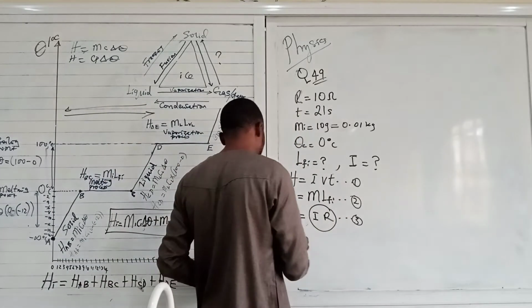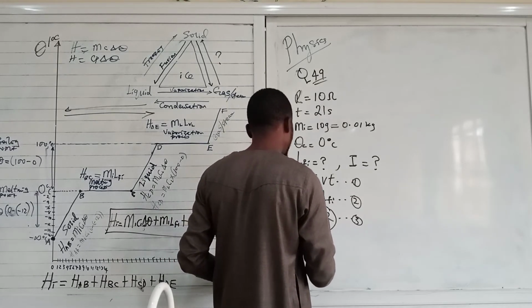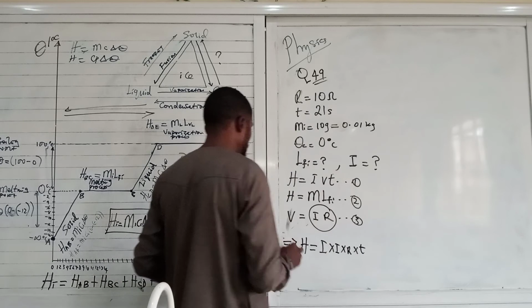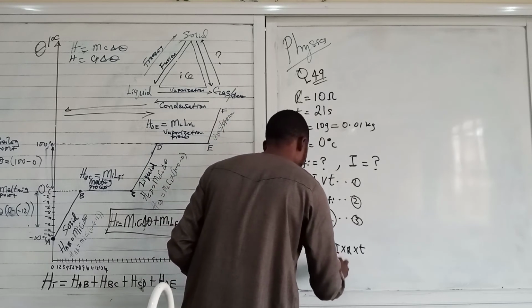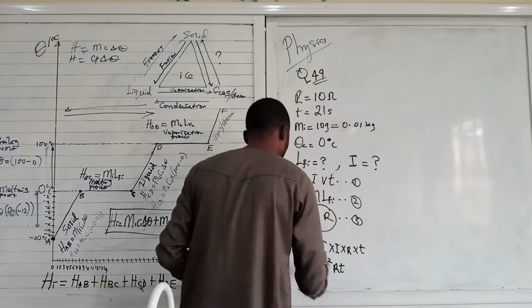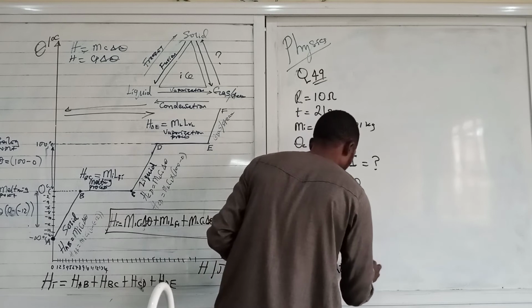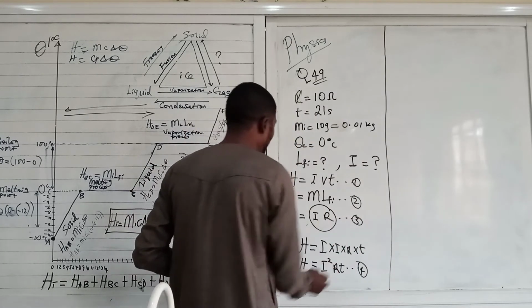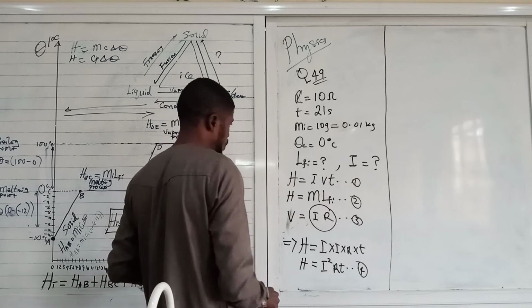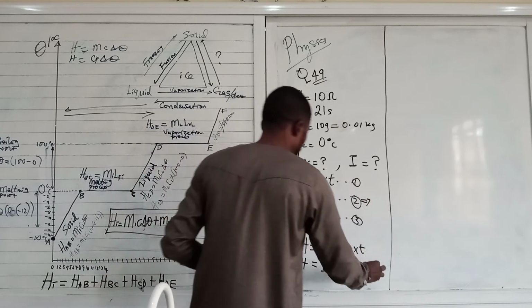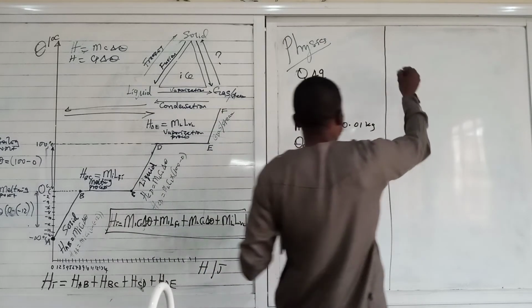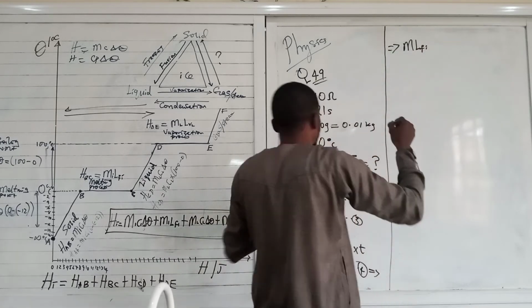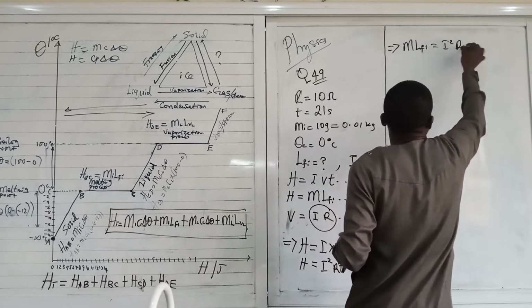So this implies that your H is equals to I times R times T. If you do that, you have H equals to I square RT. Call this equation number 4. So we are free to equate equation 4 with equation 2. So we write, this implies that ML is equals to I square RT.